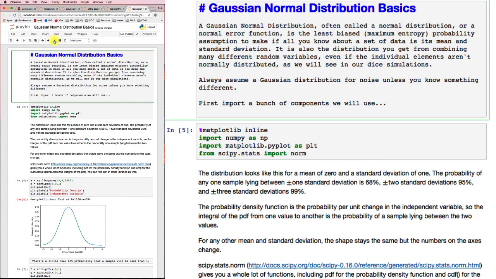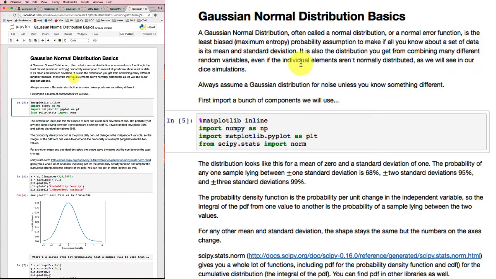I'm just updating this Python notebook as we go along to correct some of my typos. And you can follow along in the Python notebook called Gaussian Normal Distribution Basics so that you can try out some of this code yourself.